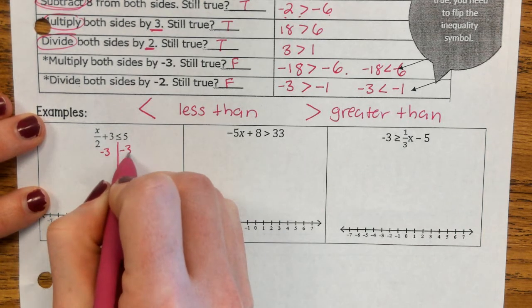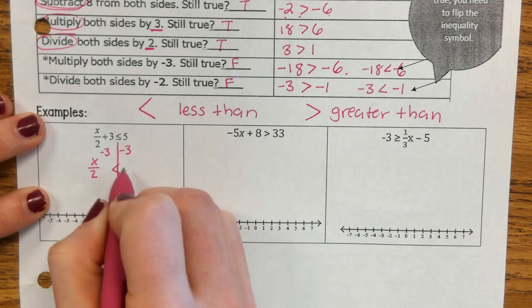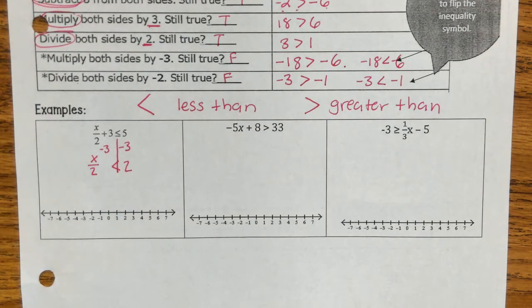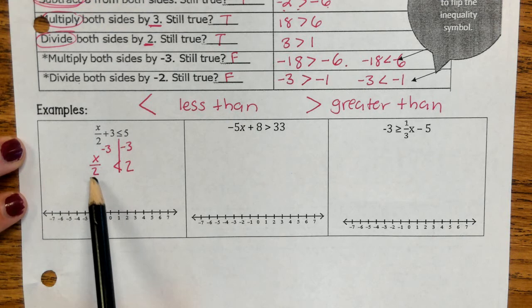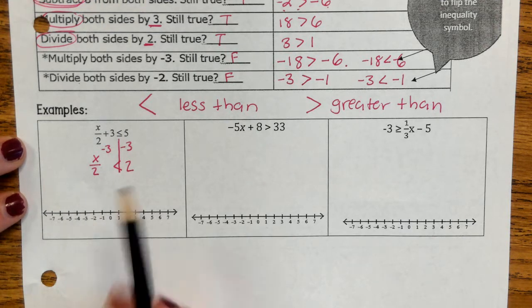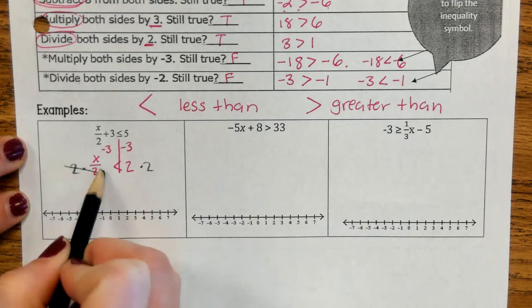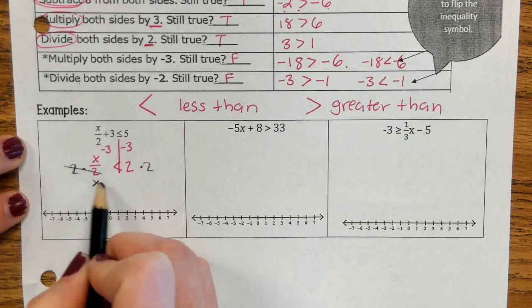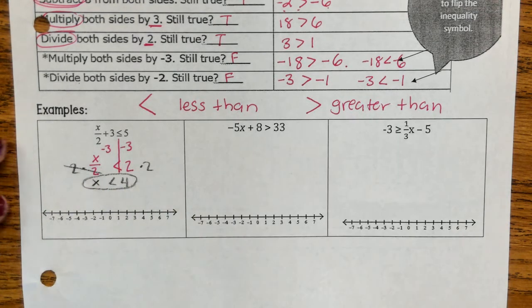Subtract 3 from both sides. X divided by 2 is less than 2. Nima, what should I do next? This says x divided by 2. What's the opposite of division? So we're going to multiply both sides by 2. These cancel. X is less than 2 times 2, which is 4. Oh, sorry, less than or equal to.